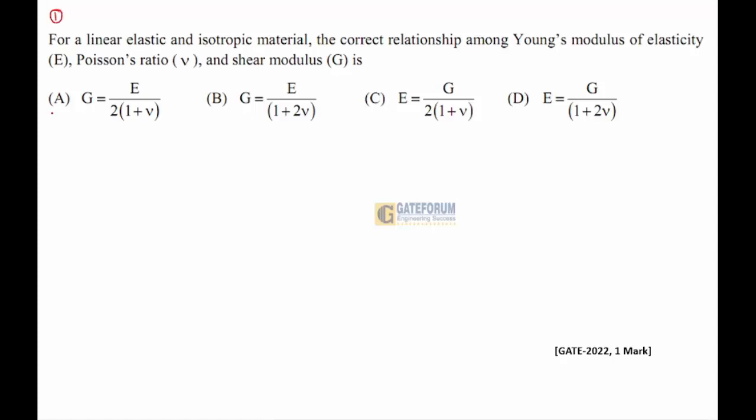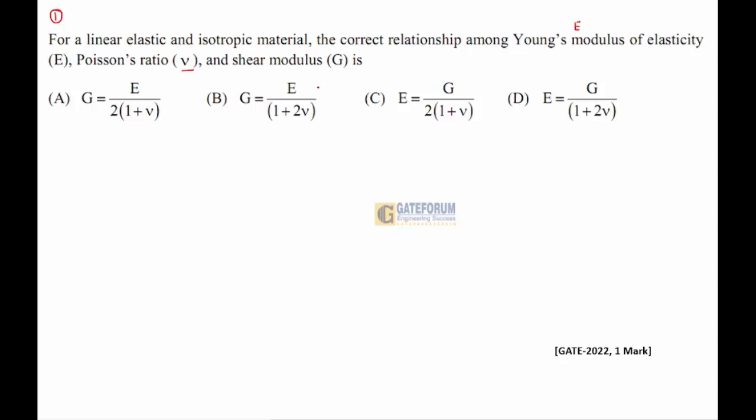For a linear, elastic and isotropic material, the correct relationship among Young's modulus of elasticity E, Poisson's ratio nu and shear modulus G is: A, G is equal to E by 2 into 1 plus nu; B, G equal to E by 1 plus 2 nu; C, E is equal to G by 2 into 1 plus nu; D, E is equal to G by 1 plus 2 nu.